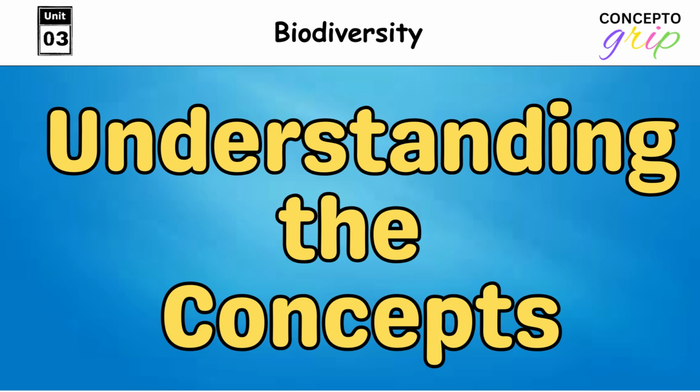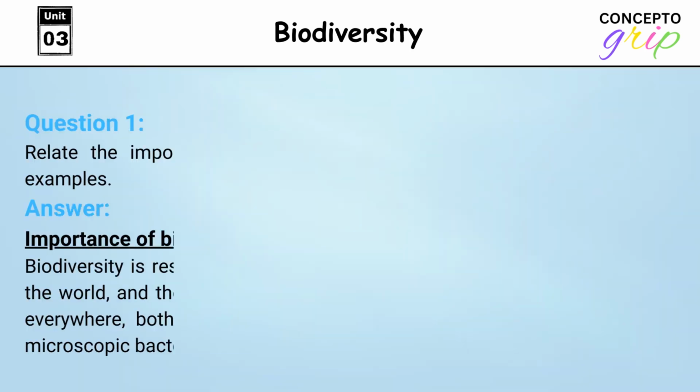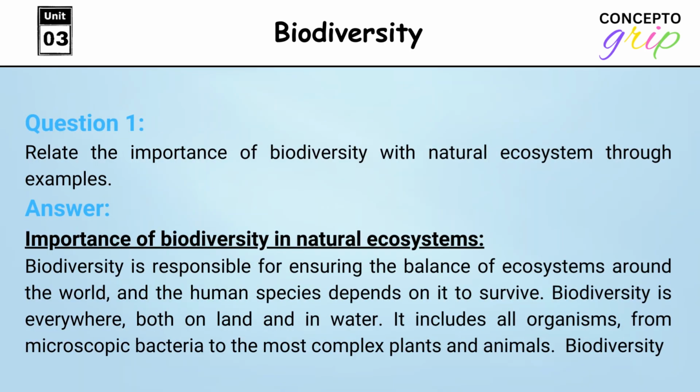Let's start understanding the concepts. Question number one. Relate the importance of biodiversity with natural ecosystem through examples. Answer. Importance of biodiversity in natural ecosystems.